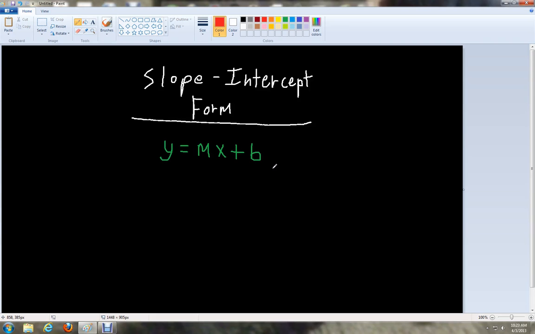On this video we're going to talk about slope intercept form of a line. You can see the equation here. This is the slope intercept form equation of a line: y equals mx plus b. And we're going to say that the letter m represents the slope of our line. We learned earlier in the last video that m stands for slope.